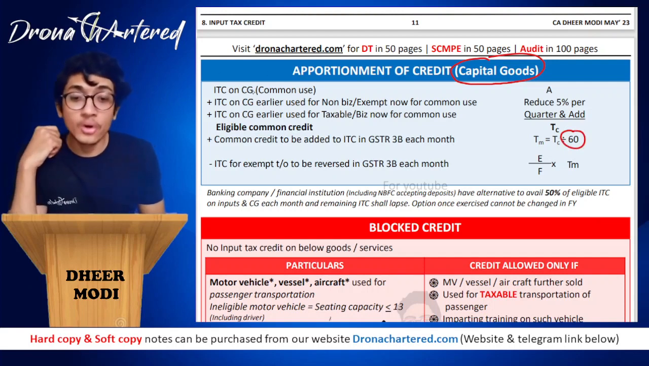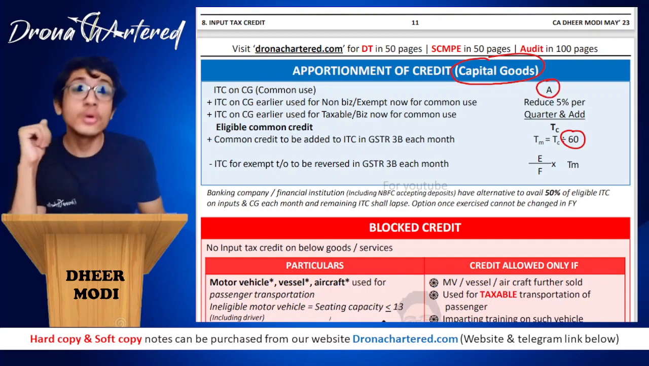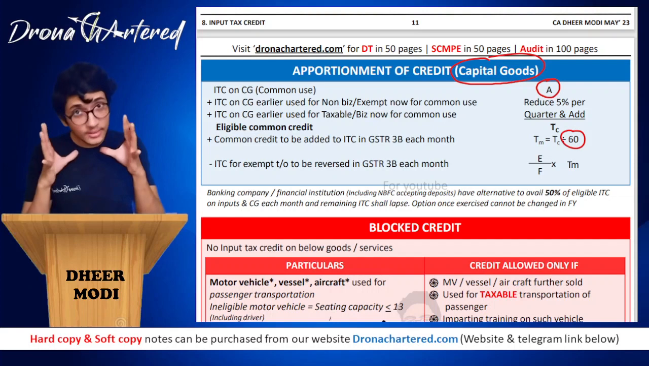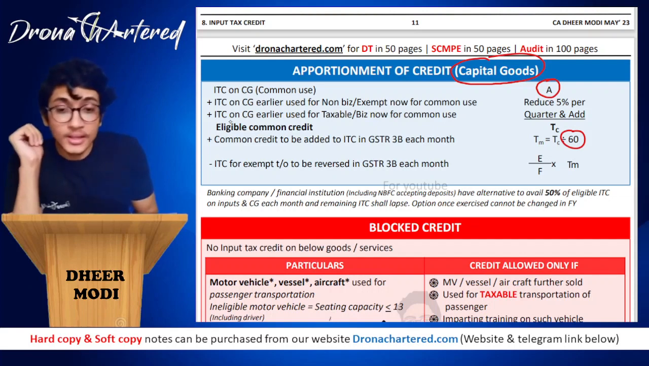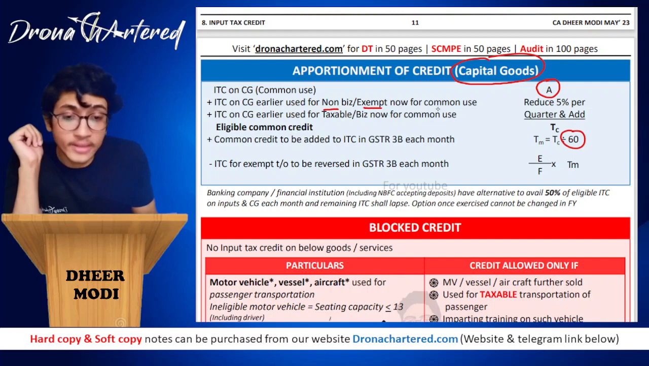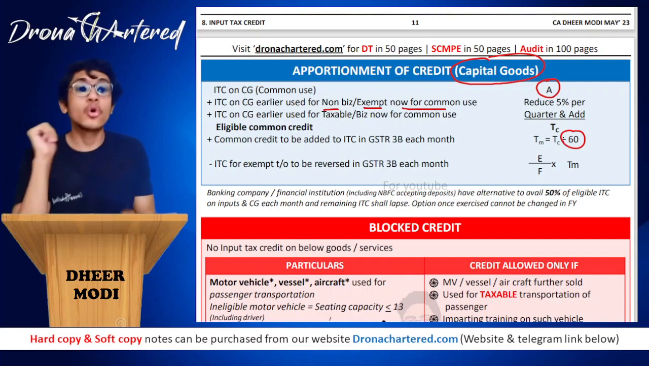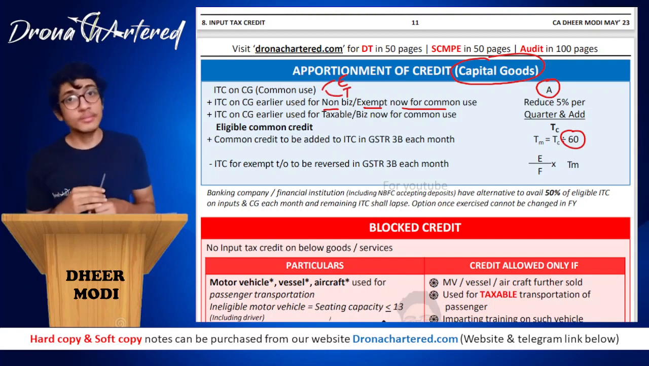That is ITC on capital goods for common use. So that is your A, that is only your common, only capital goods which are being used to produce both, that is your A. Now you will add ITC on capital goods earlier used for non-business or exempt, and now for common use. For common use means they are also producing exempt supplies and they are also producing taxable supplies.